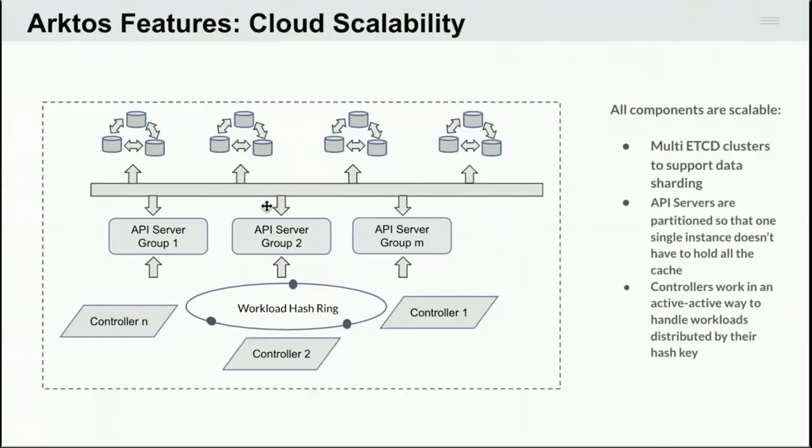And for the API server, because each API server holds a copy of the cached data, we introduced partitioning into the API server. So the API server can have different groups, and they can scale out. They are not limited to the capacity of a single API server machine. For the controllers and schedulers, we also introduced workload partition, based on the hash key of the workloads. They are distributed to different controller instances, and these controller instances work in an active-active way, so they can balance the workloads and also are highly available. With these three major changes, we make sure all the components in the system can scale out. There are no single system bottlenecks.